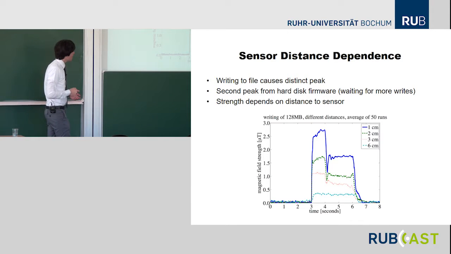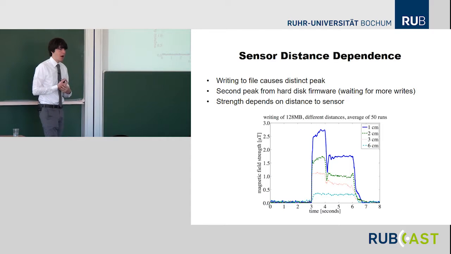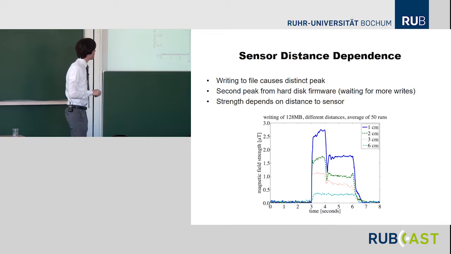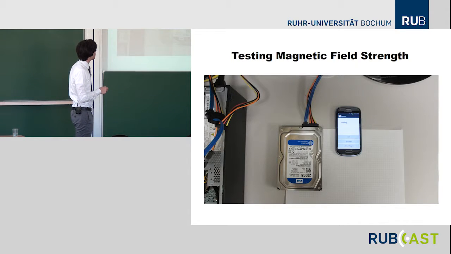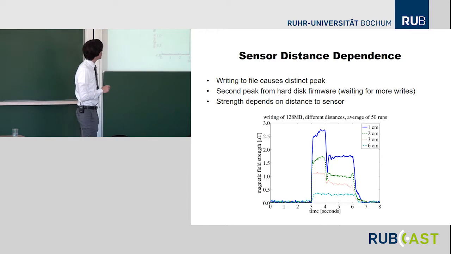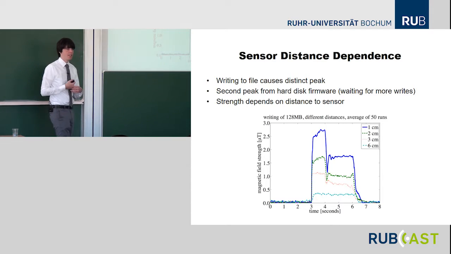We looked at many different parameters. For example, we're interested in how far away from the hard drive you can observe some information. In this graph, the different bars are the distance of the phone from the hard drive, measured from the edge of the hard drive, so the distance to the actual head assembly is a little bit longer. This is an average of 50 runs of the hard drive writing a 128 megabyte file. What is the signature?